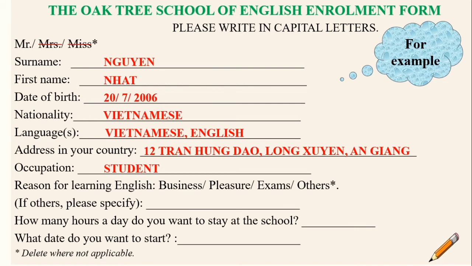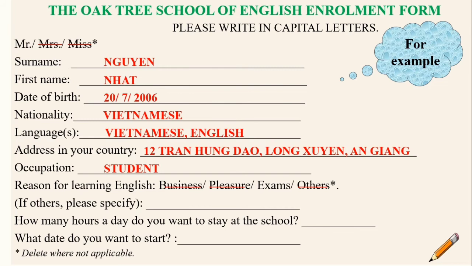Reason for learning English. If you're learning to work, write business and cross out the other. If you enjoy learning English just because you like it, then write the other and choose pleasure. If you are learning English because you want a good grade in the exam, then you should write the other. And if you want to write a more specific reason, you write the other and you write your reason at the item below, okay?